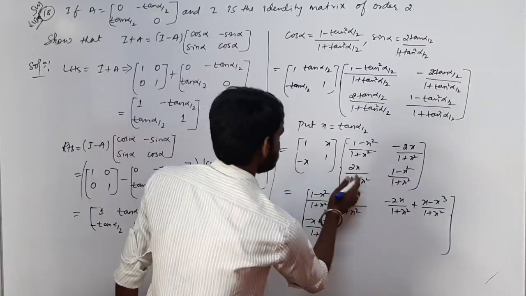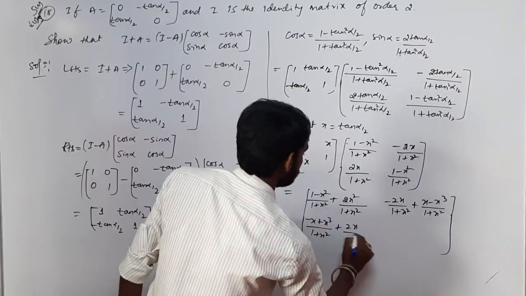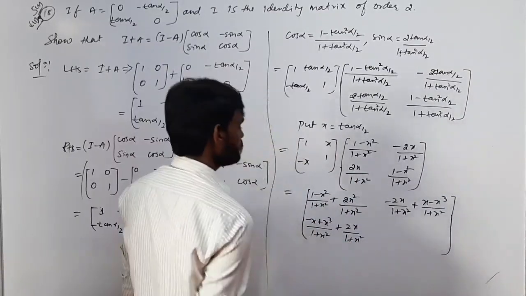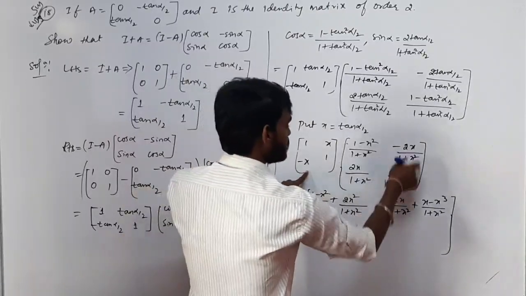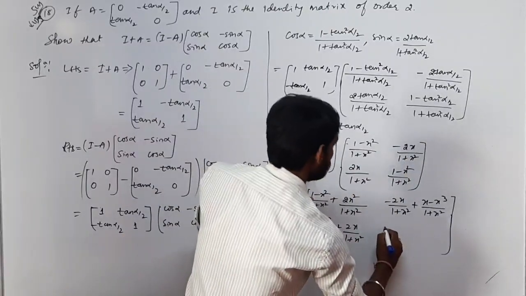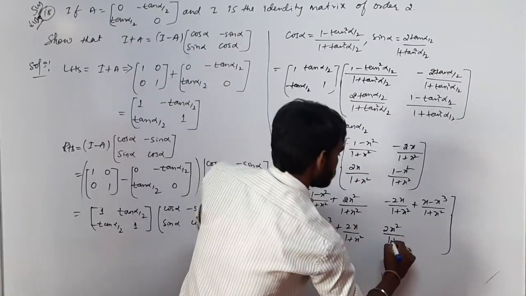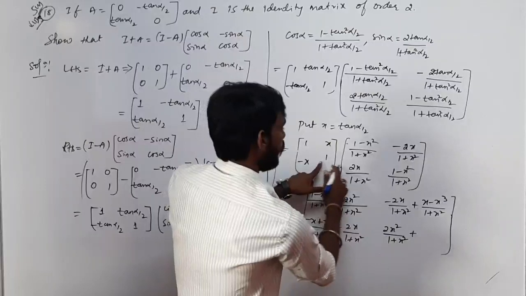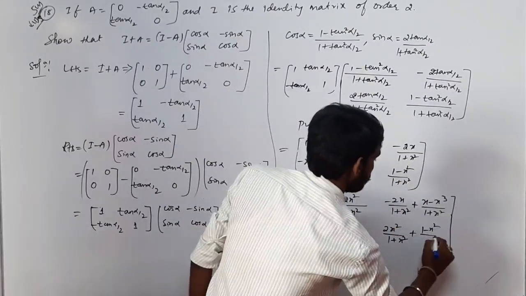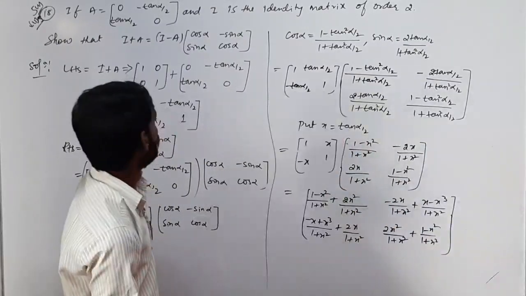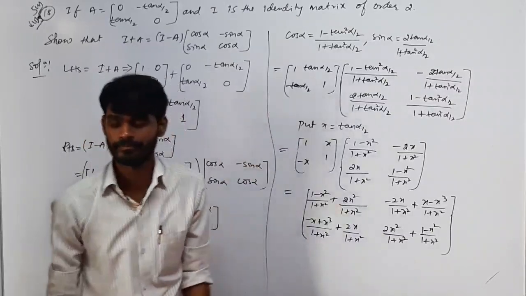Now next, this term will be as it is, 1 into 2x divided by (1 plus x square). Next, minus x into this term, minus into minus plus, 2x into x is 2x square divided by (1 plus x square), plus 1 into this term will be as it is divided by (1 plus x square). Okay, first we can note down these things.